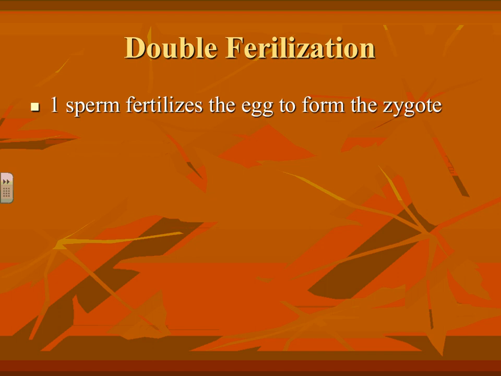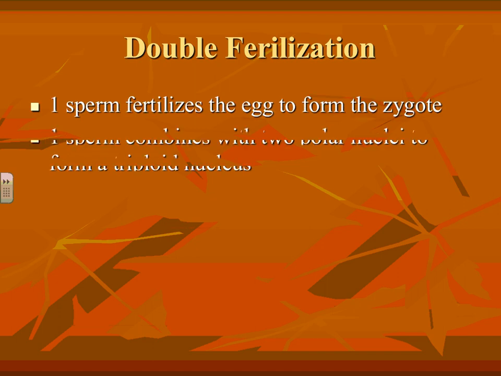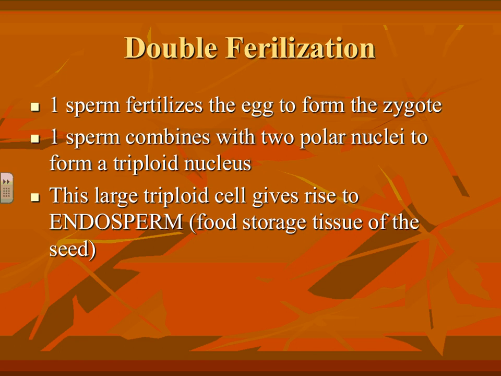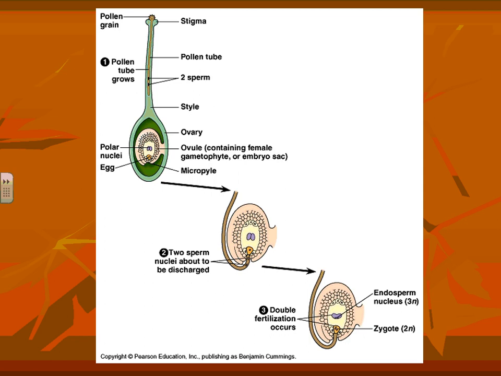Double fertilization is when one sperm fertilizes the egg to form a zygote. One sperm combines with the two polar nuclei and forms a triploid nucleus. That triploid cell gives rise to the endosperm, and the endosperm is the part of the seed that is the food storage tissue. That's what the seed is going to be using as food until it can grow some leaves and carry on photosynthesis. And this is a picture of all of those terms and what that means.